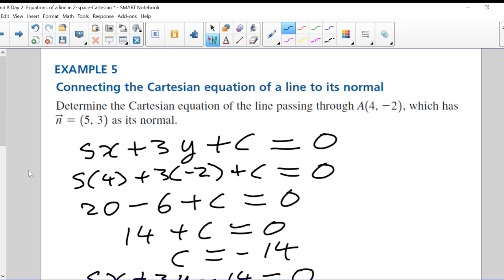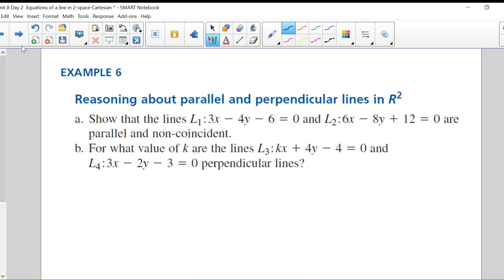state that. And I think the only other thing I want to do from yesterday's class is, do I really want to talk about this? Show that these lines are parallel and non-coincident. I'll mention this. So we have two equations of lines which are in Cartesian form. 3x minus 4y minus 6 equals 0, and the other one is 6x minus whatever equals 0. They're parallel, but they're non-coincident.